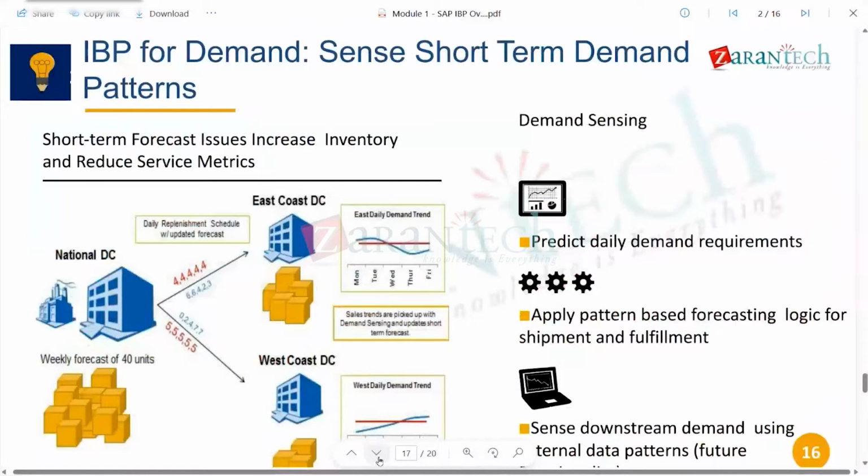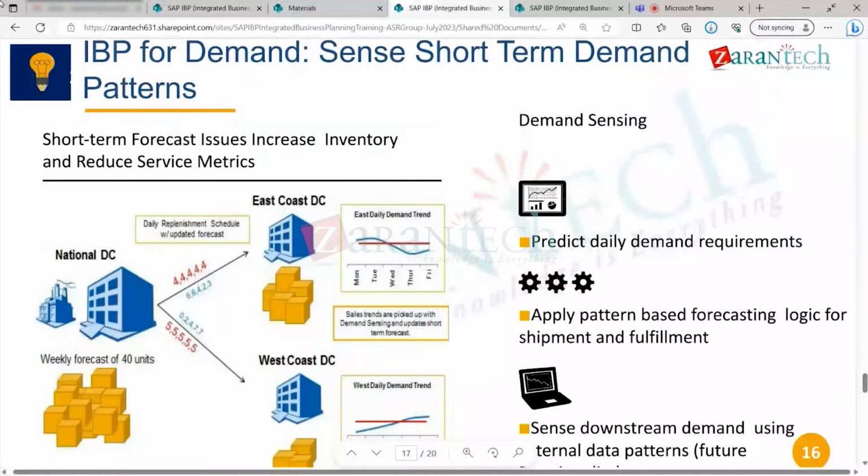So in the picture you can see on the east coast there is one distribution center, and on the west coast there is one distribution center. So the number 4444 is the forecast, and the 5555 is the forecast for the west coast distribution center. And on top of that, 02477 is the actual sales. So that's how it normally happens in the short-term scenario.